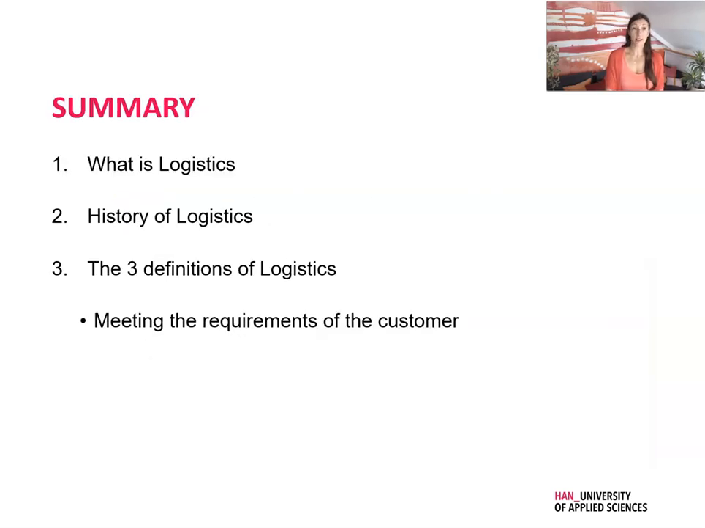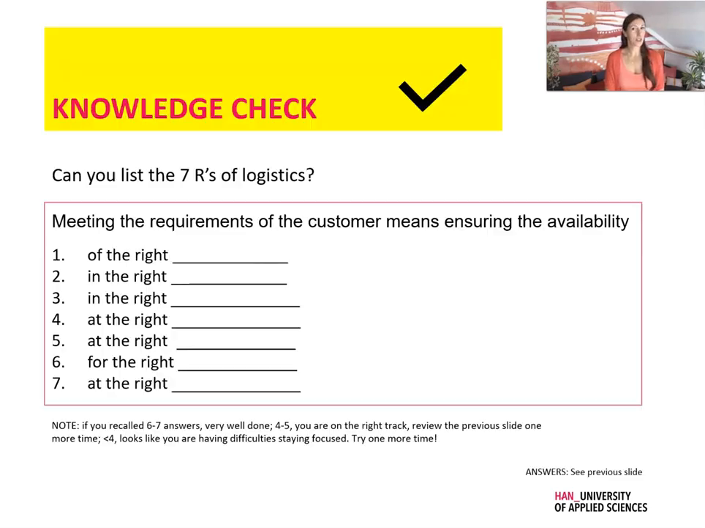So we discussed in this video what logistics is, provided a quick overview of the history of logistics, and then of the three definitions of logistics, we focused on meeting the requirements of the customers. So these are the 7 R's, as we call them. As a knowledge check for this video, can you list these 7 R's? Do you remember them?